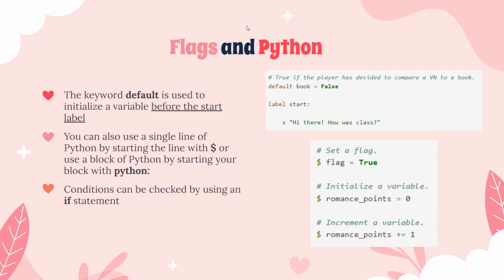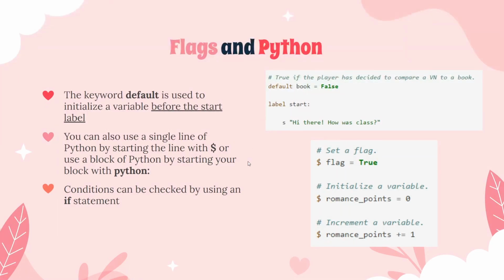Okay, so speaking of flags and variables, we'll get into how you do that. The keyword default is used to initialize a variable, but you have to do it before the start label. You can't do it inside or else it won't work. So right here, default book equals false. That's just the flag defined before the start label. But you can also create flags and variables using Python instead of just using this default keyword.